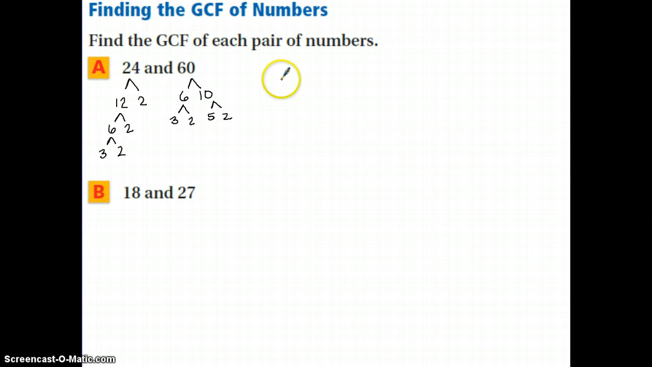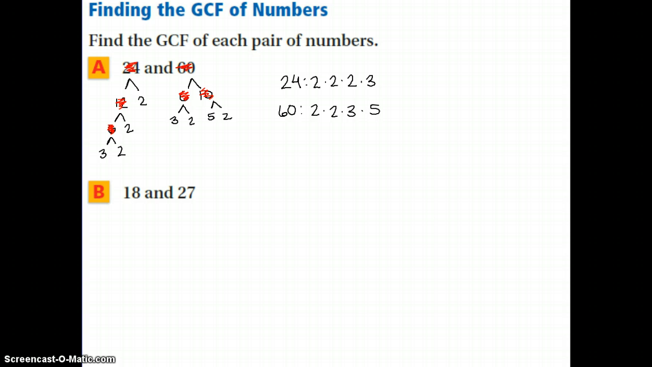So my prime factorization of 24, looking at all of the numbers that are at the ends of branches, I ignore those that are not, and I write my numbers in order from least to greatest. So 2 times 2 times 2 times 3. For 60, I ignore the 6, the 10, and the 60. And my prime factorization in order from least to greatest would be 2 times 2 times 3 times 5.